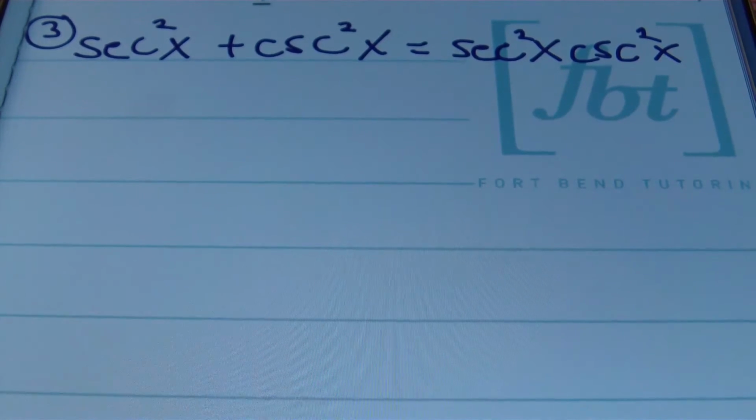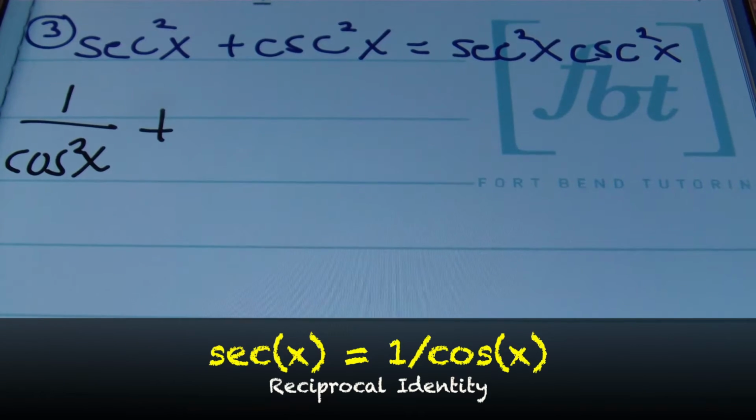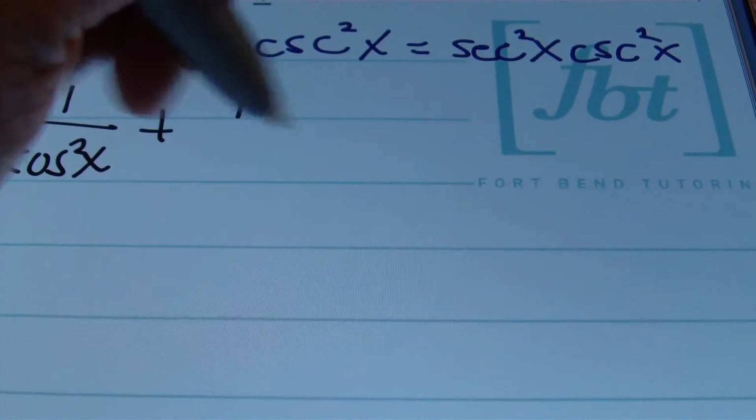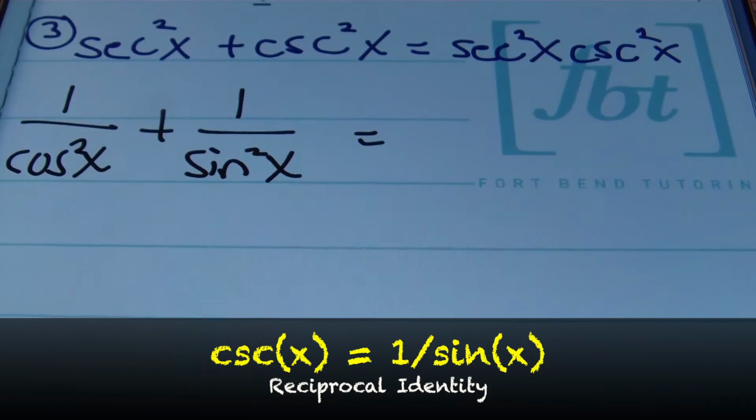All right, problem number 3. With problem 3, we have secant squared x plus cosecant squared x equals secant squared x times cosecant squared x. I'm going to begin by rewriting the left side using only sine and cosine functions. Using my reciprocal identity, I can rewrite secant squared x as 1 divided by cosine squared x. The cosecant squared x can be rewritten as 1 divided by sine squared x.